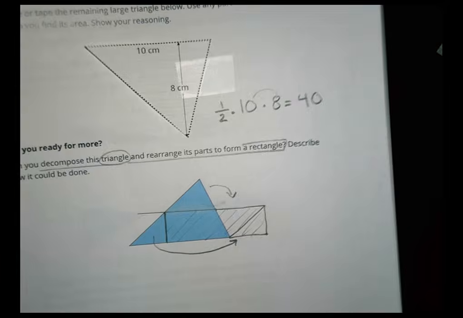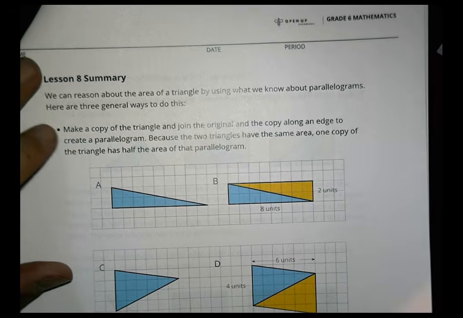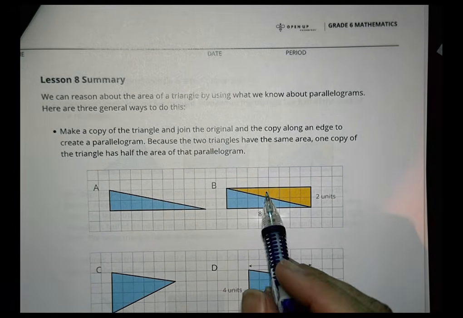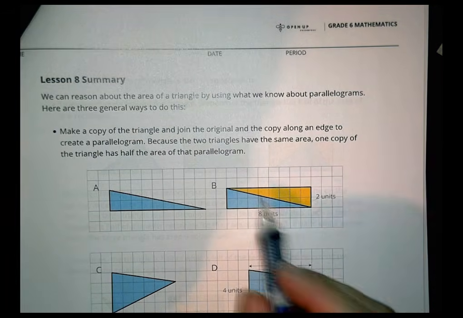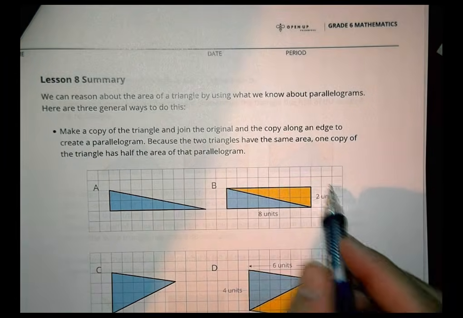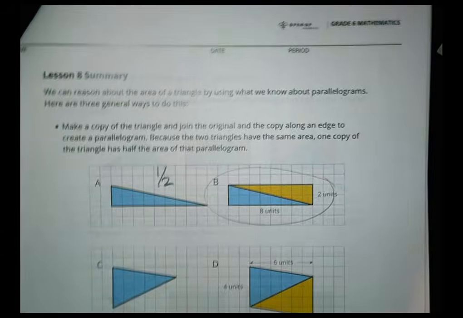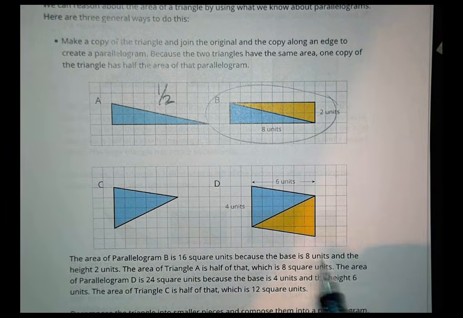Okay, so summary. We can reason about the area of a triangle by using what we know about parallelograms. Here are 3 general ways we can do this. We can make a copy and recognize that because they have the same area, one copy of the triangle has half the area of the parallelogram. So if we know the whole parallelogram, then the area of the triangle is half of that.